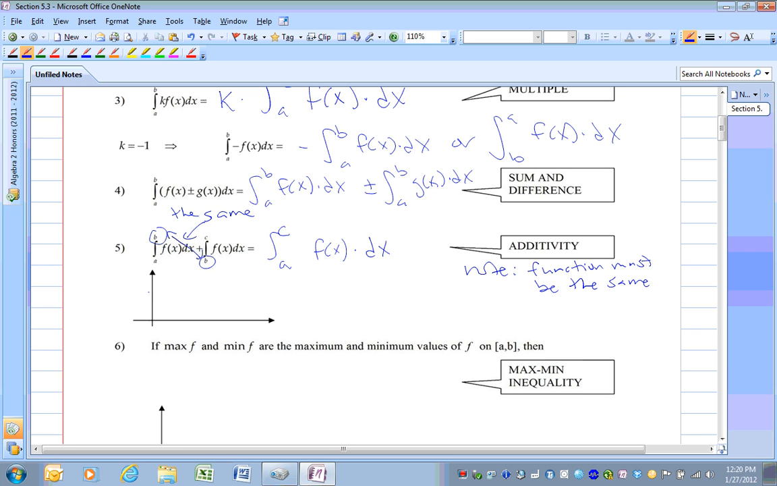And just to give you a quick sketch, let's say this is f of x. If you integrate from A to B, you get all this. Integrate from B to C, you get all this. But you can just combine them from A to C. Upper, lower bounds.